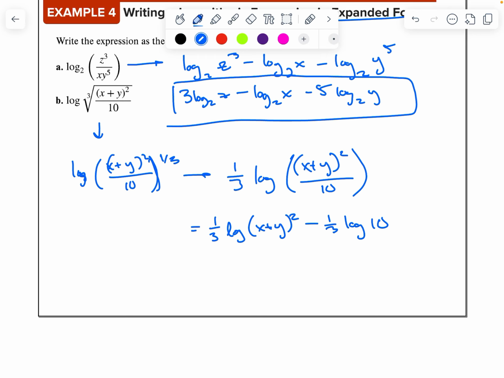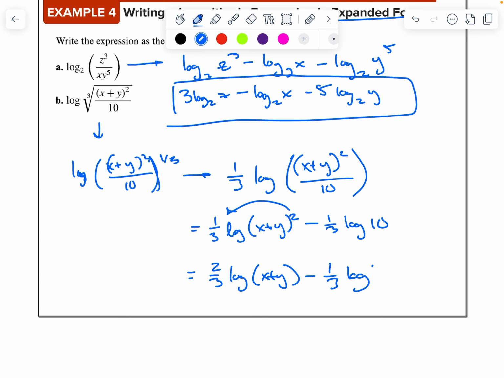All right, this only has one argument now. Nothing I can do with it. There is something I can still do with this. It has a power, right? So I can bring that 2 out to the front. That's going to make 2/3 log of x plus y minus 1/3 log 10.